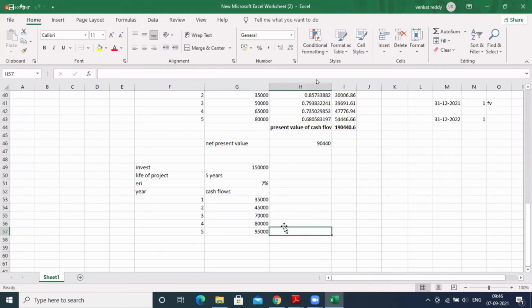Yes. So these are the expected cash flows from the project for the first year, for the 5 years, and effective rate of interest is 7%. Our initial investment is 1,50,000. Life of project is 5 years. So I will be giving 5 minutes time. So please try once. What will be the net present value of the project?